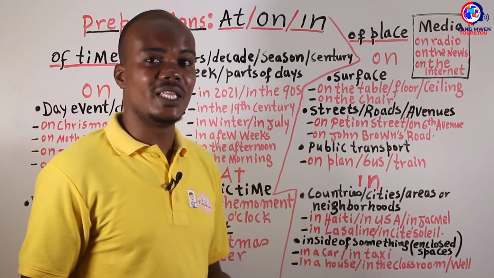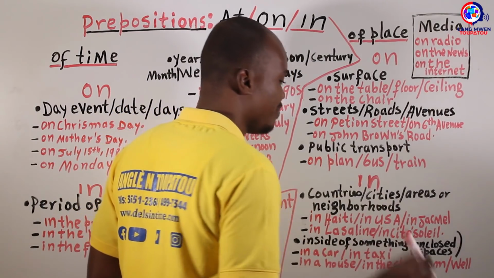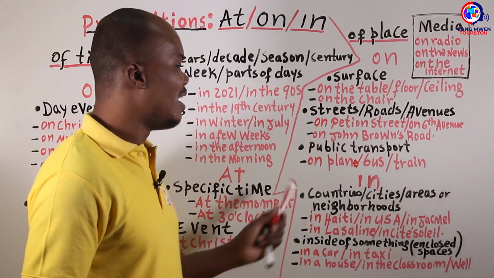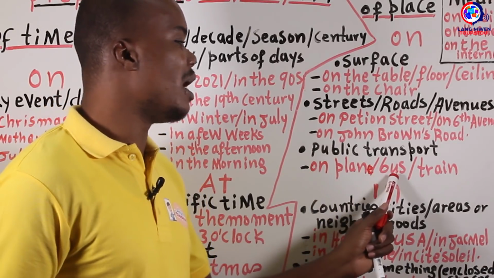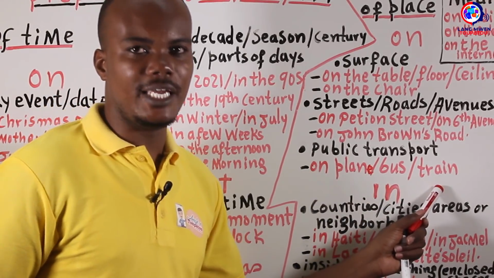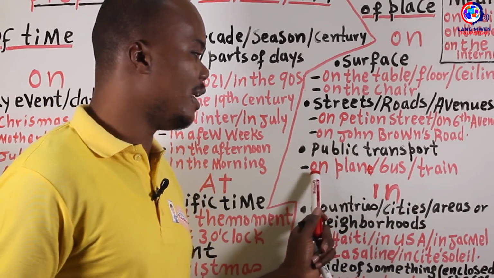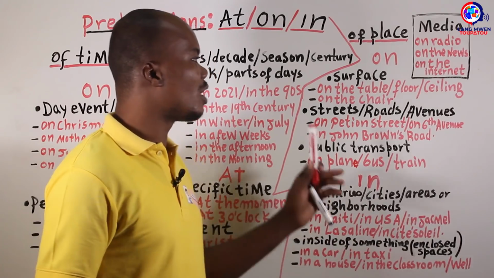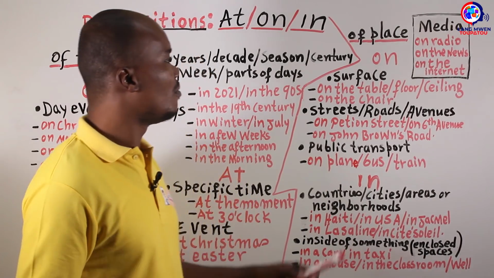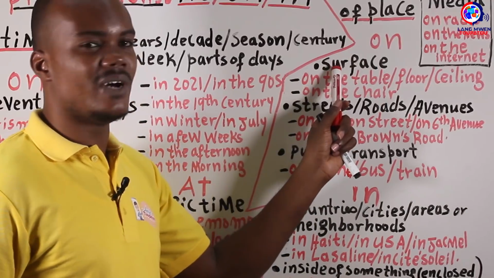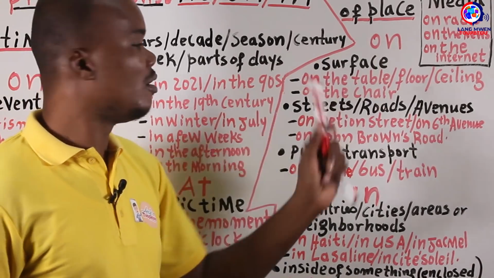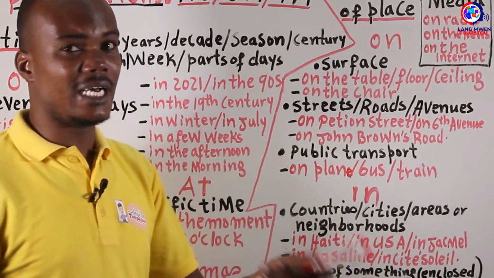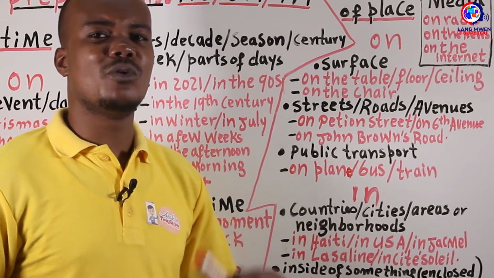Like you can say on plane, I put plane. It's not plane, it's plane. I forget to put E. Now you can understand. On plane, you can say on bus, you can say on train. Okay? On train. On plane, on bus, on train. Donc, vous êtes capable d'utiliser préposition on pour parler de surface comme préposition de lieu, pour parler de rue ou bien de route, avenue, etc. Ou utiliser le tout pour parler de transport public.